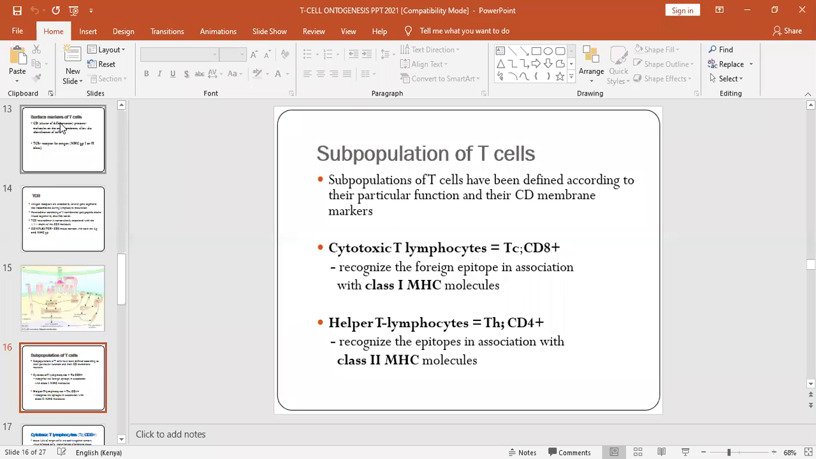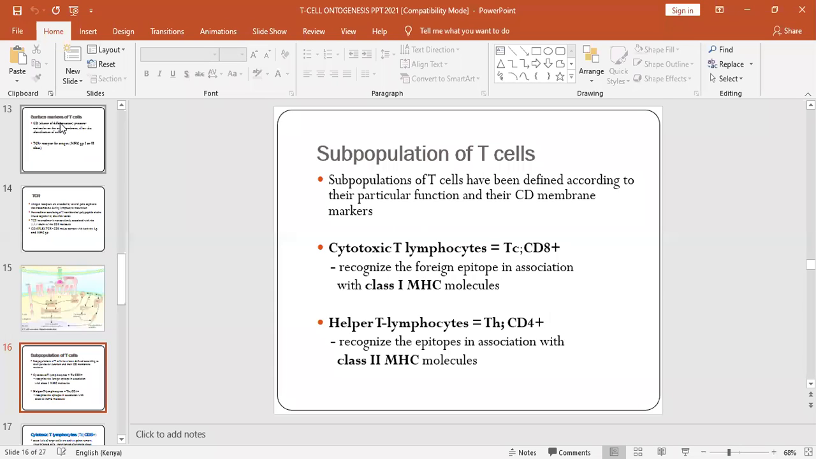Now, the common one that I think we are familiar with, we talk about the cytotoxic T cells, which are also known as the CD8 cells. And these are actually important for recognizing any foreign molecule when it's in association with class 1 MHC molecule. And we talk about the MHC class 1 restriction.